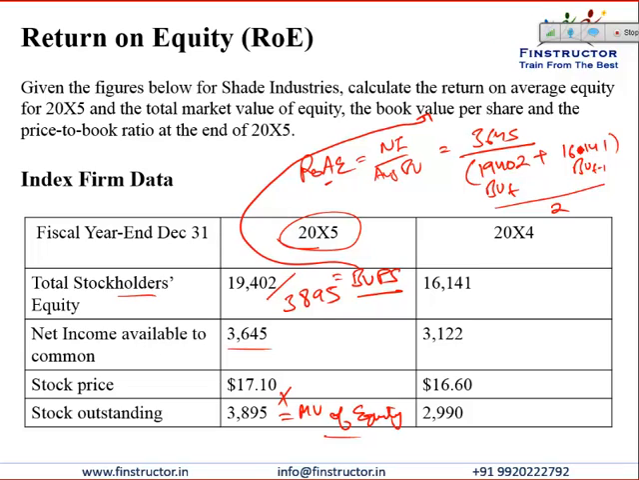And the price to book ratio at the end of 2005 can be calculated as the price per share divided by the book value per share. So we have the price per share, that is 17.1, divided by the book value per share, that will come from the calculation that we just did. So this is how we can calculate the metrics that we need.